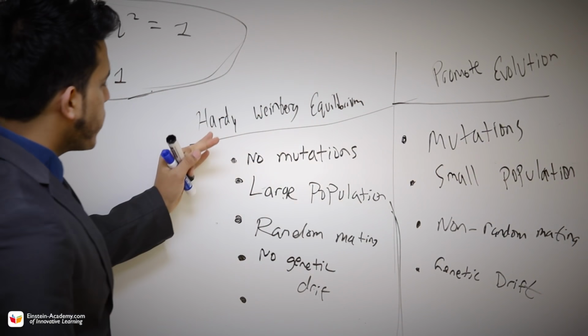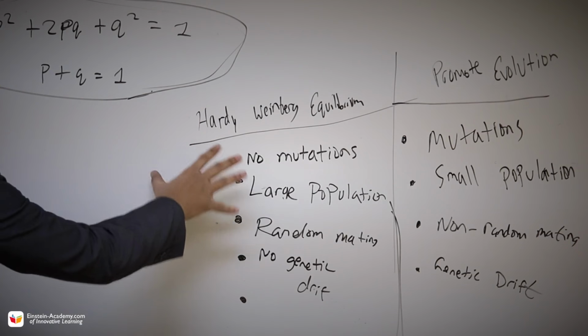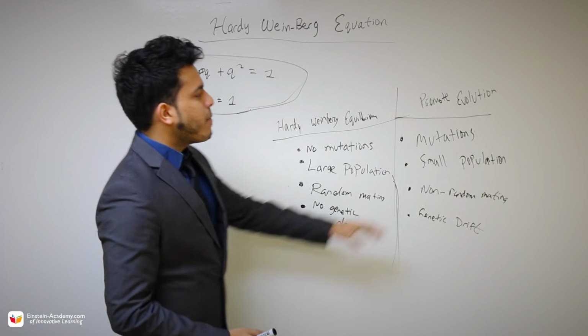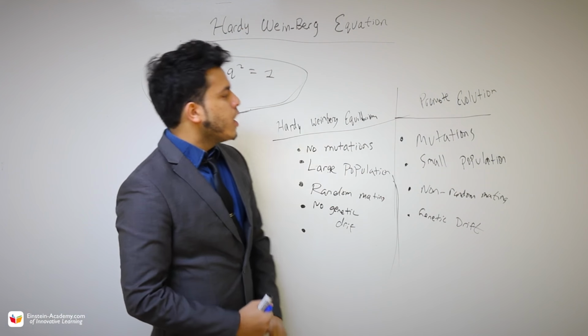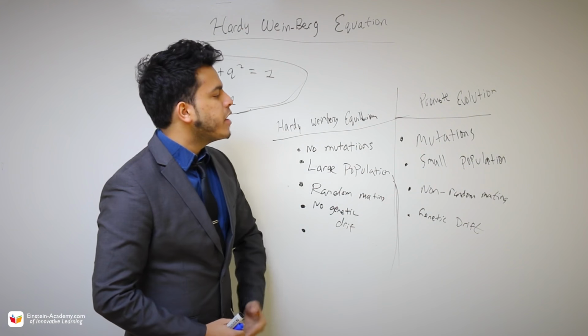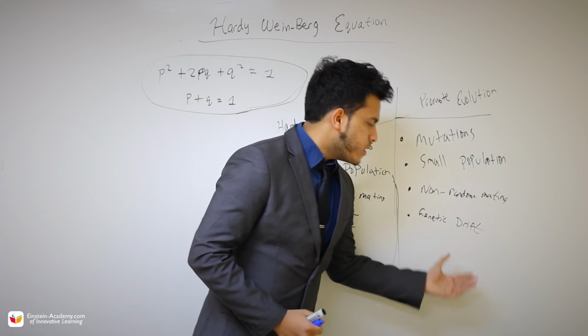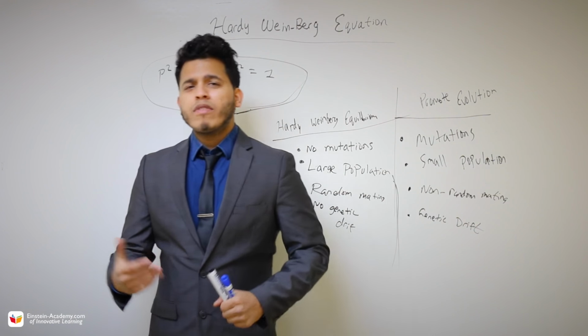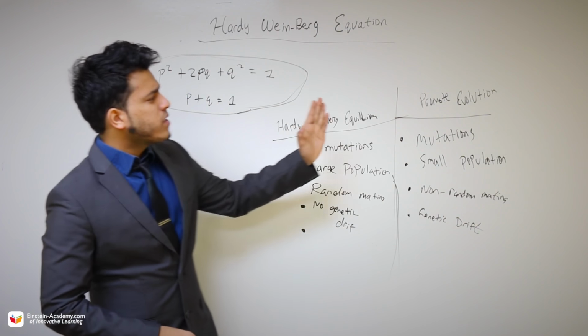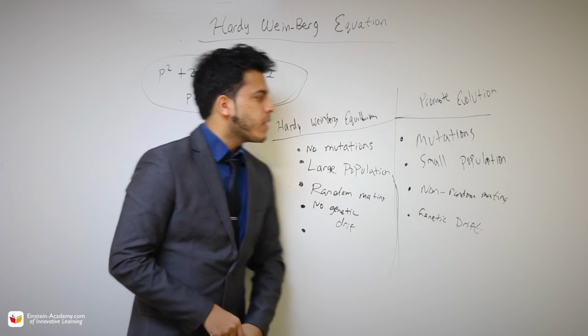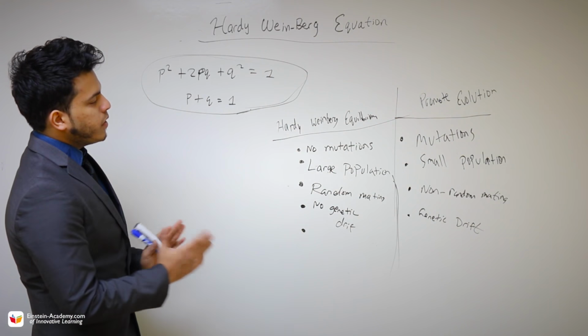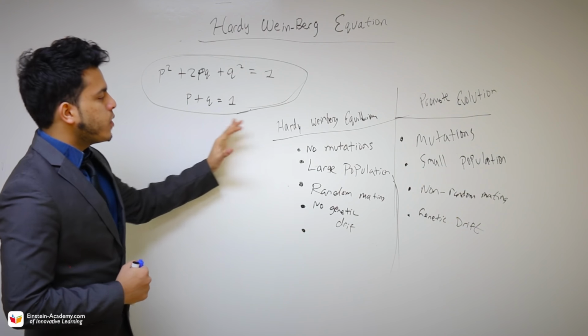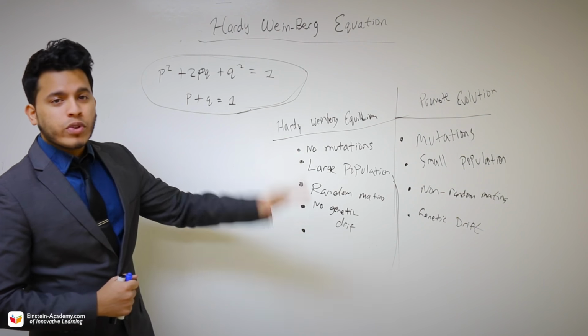Okay, so these are certain parameters that let you stay in equilibrium. These are certain parameters that are promoting evolution. So if you have mutations, small population, non-random mating, genetic drift, if you have the bottleneck effect, these are all things that are promoting evolution. So that's just a brief summary of the parameters you have to really realize for the exam.